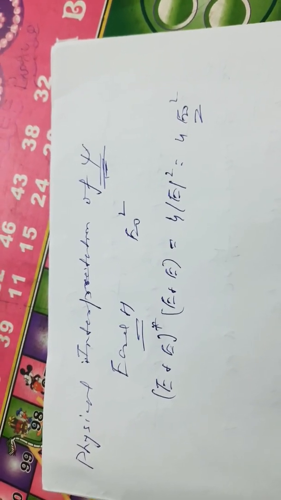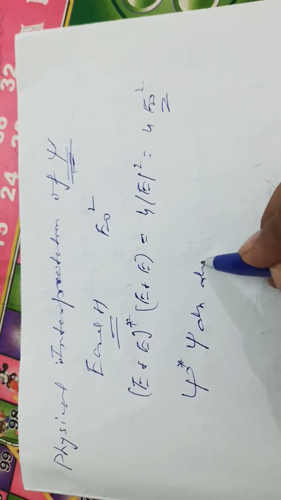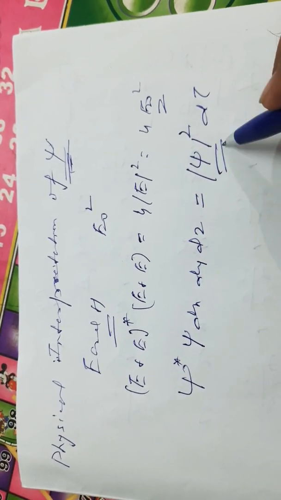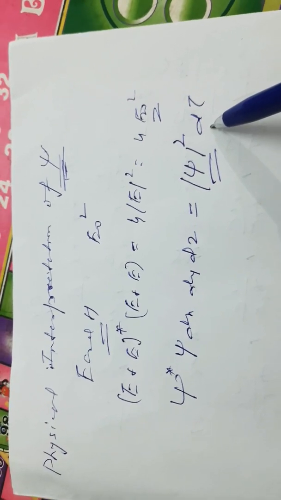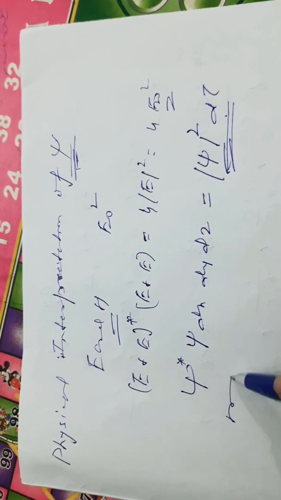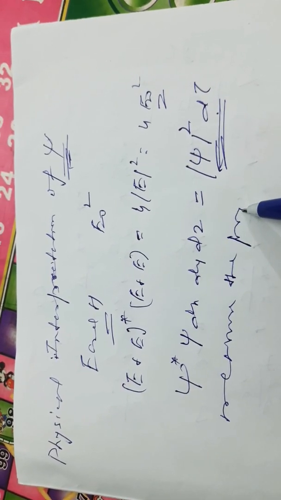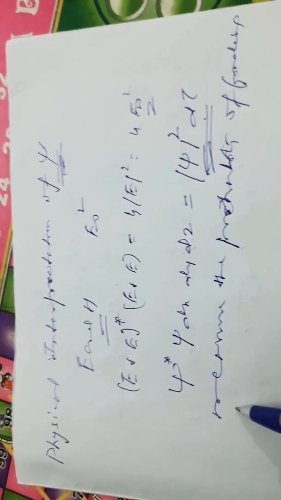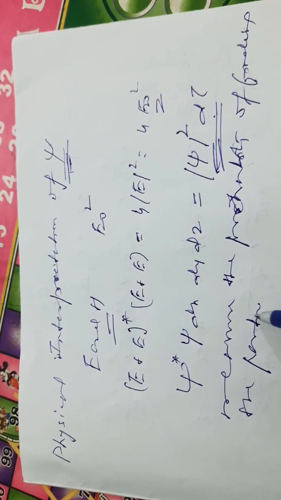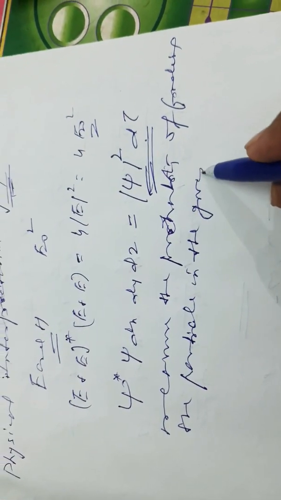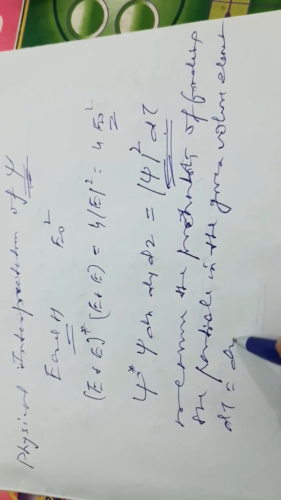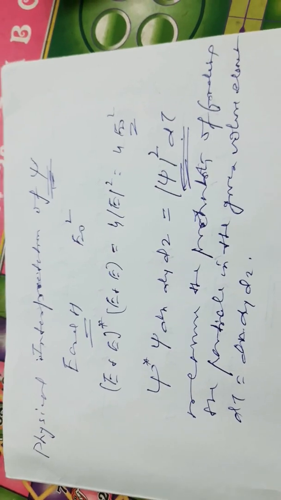Now, in analogy to this, Born assumed that the positive quantity psi asterisk into psi dx dy dz, which is equal to mod psi square, a function of r comma t, into d tau, measures the probability of finding the particle in the given volume element d tau, which is equal to dx dy dz, about the point r at time t.